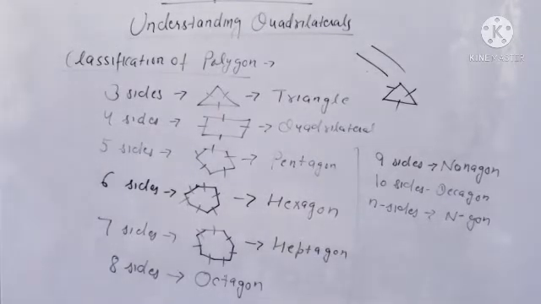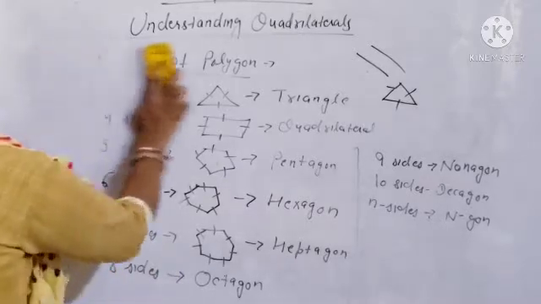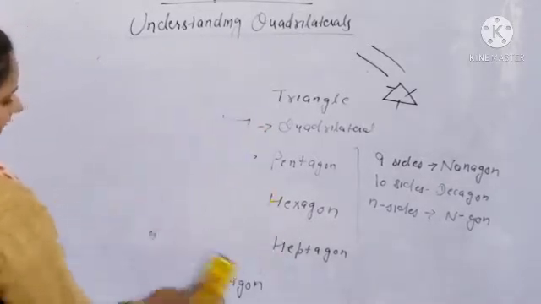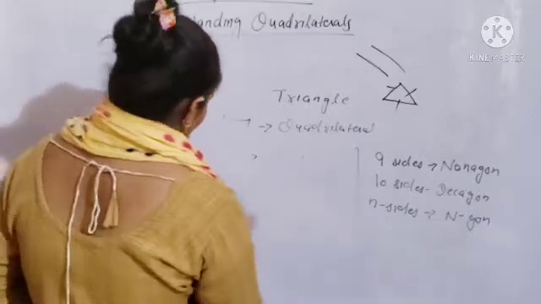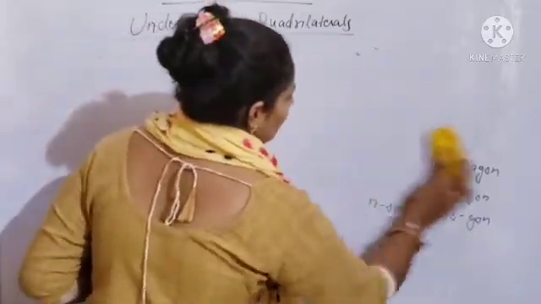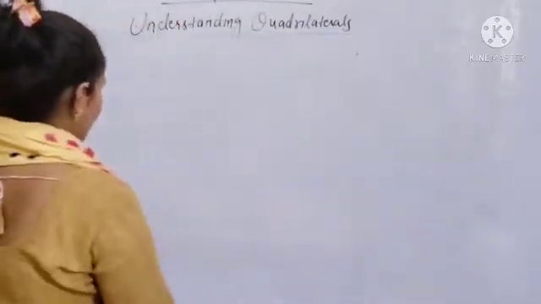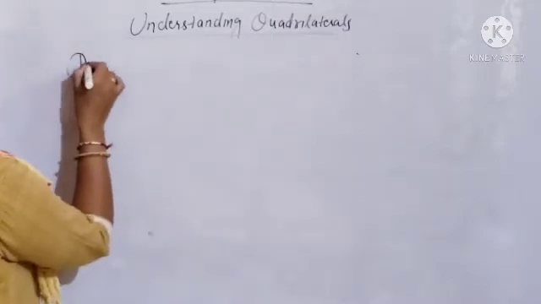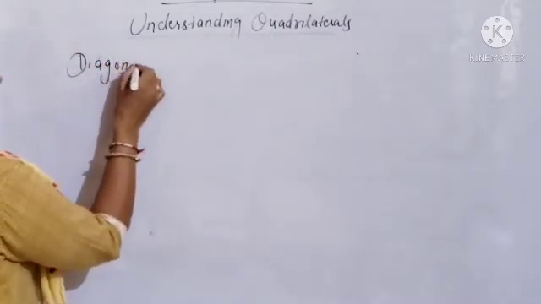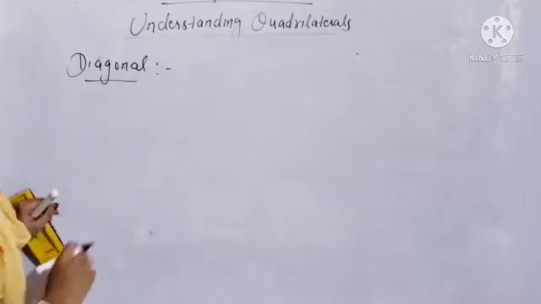After that, the next topic is diagonals. Okay, next topic, diagonals. So how will you find out the diagonals of any figure? Clear? So what will be the definition of a diagonal? How will you find out the diagonal?